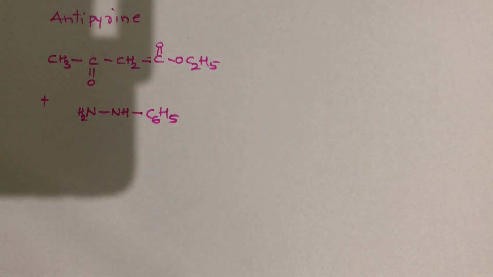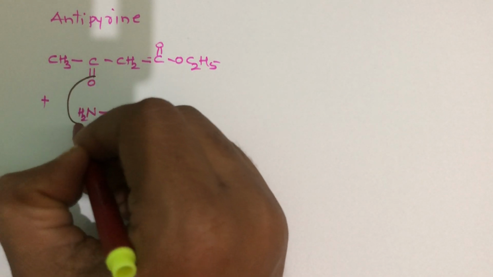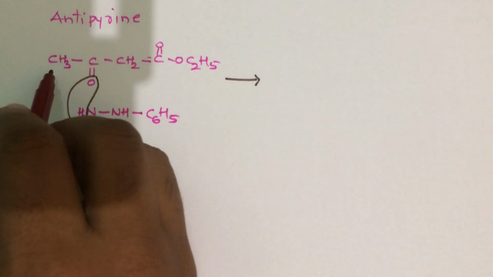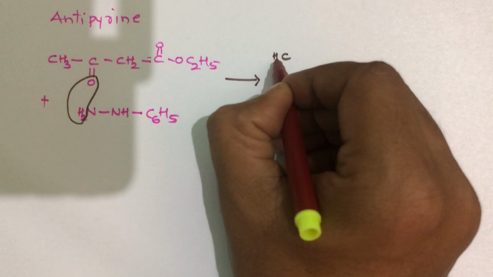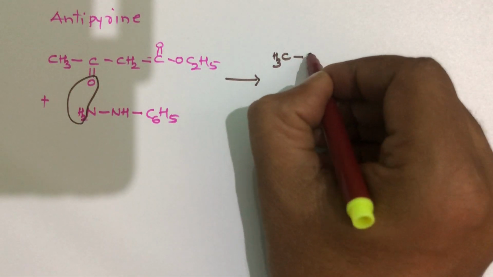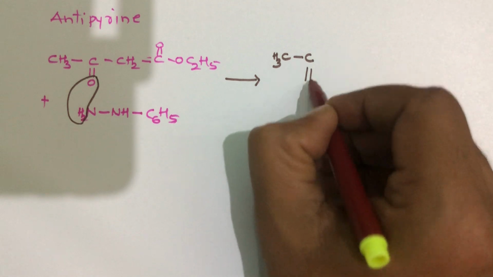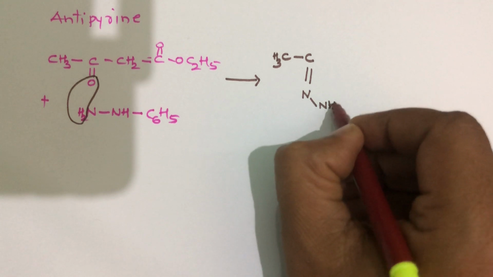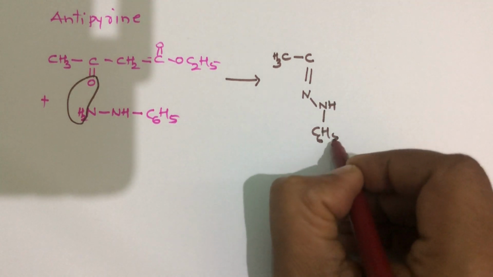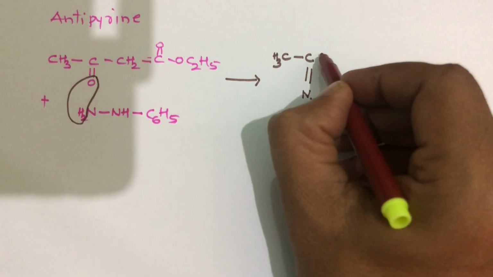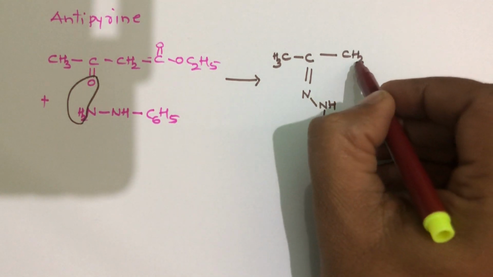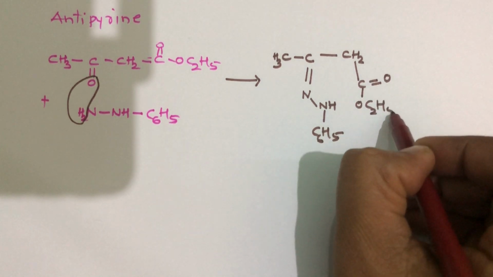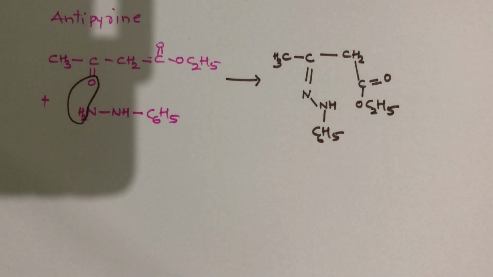When it is treated with phenylhydrazine, it undergoes condensation with loss of a water molecule to give an intermediate compound. I'll just write the structure of this intermediate: CH3, C double bond N, NH, C6H5, and the remaining part, CH2, C double bond O, OC2H5. This is the intermediate form.